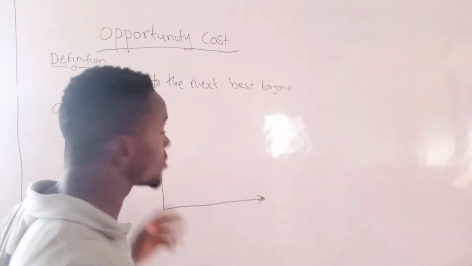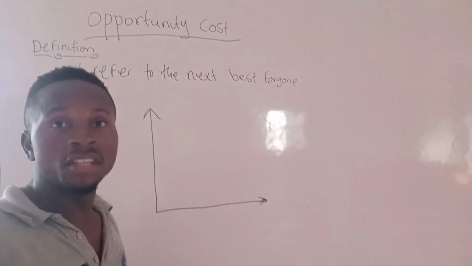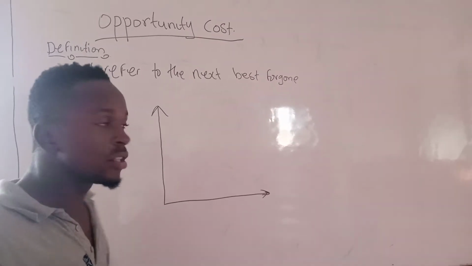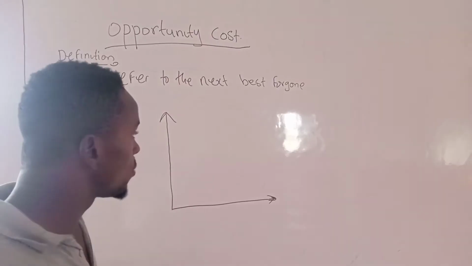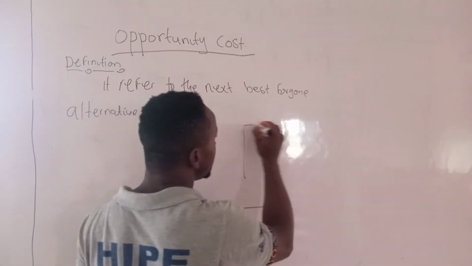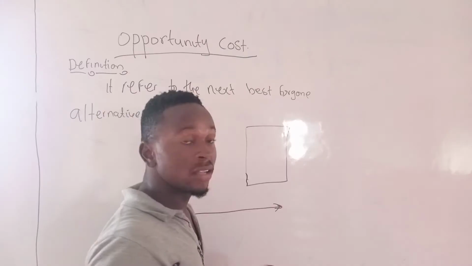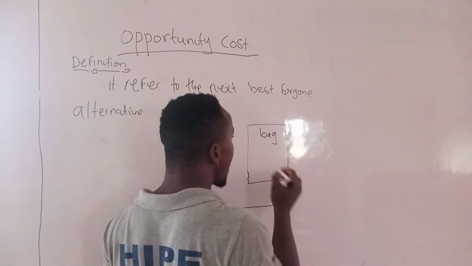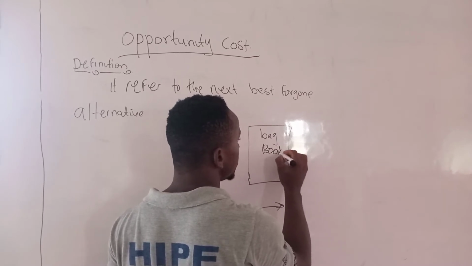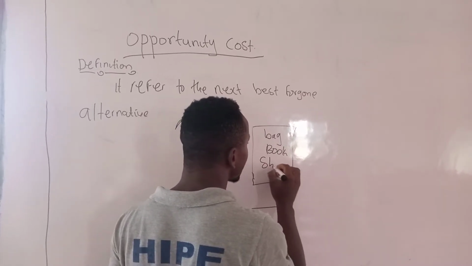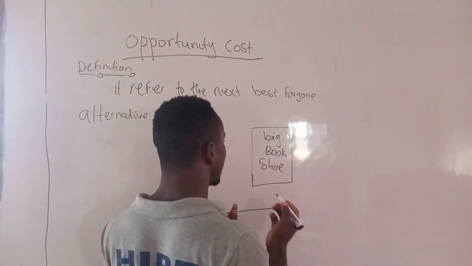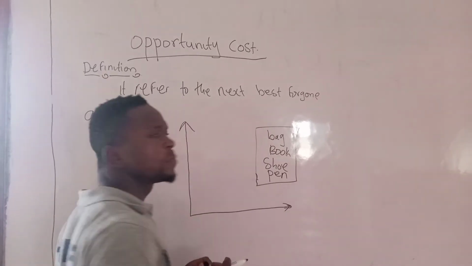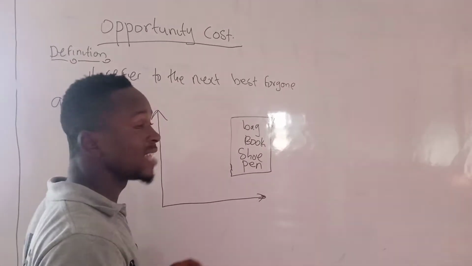First of all, opportunity cost refers to the next best forgone alternative. That is, after a choice has been made, what is left out is known as opportunity cost. Let's take an example of a student who is preparing for an academic year, let's say the academic year 2022, and will be entering school. Now, a student has to buy something like a bag, a book, shoes, and, let's say, a pen. The most pressing need will be his choice that he's going to make.